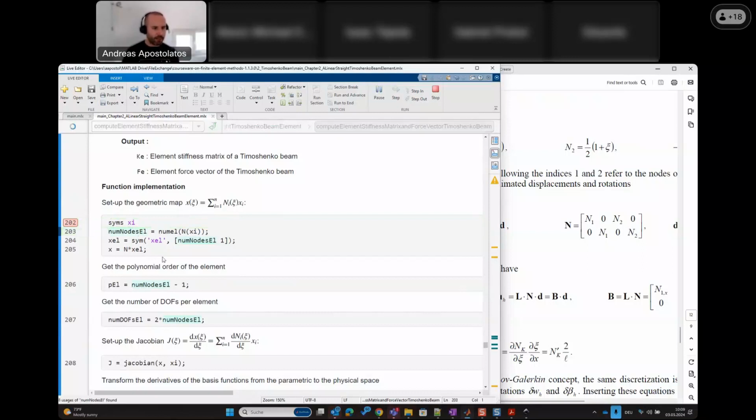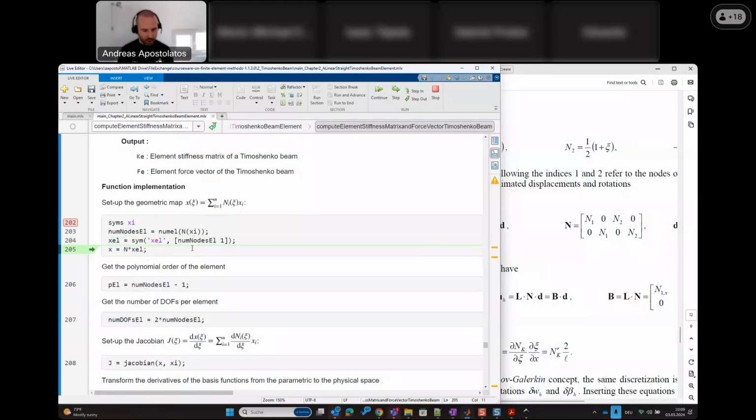So now we have the XL. That's nothing else but what I'm typing here: X is equal to N times XL. Let's look at this. N is the two shape functions or basis functions, the ones that we've seen before, and XL is just a symbolic way to write the two nodes of the element, because I wanted to formulate it in a more general manner, so that it's not particular to one element, and more comprehensive in a way.